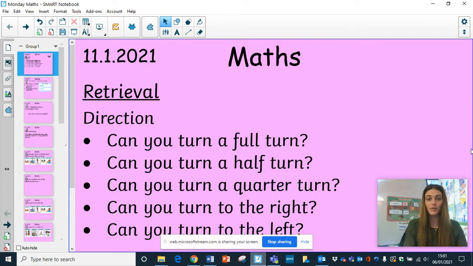What I would like you to do, retrieval just means some learning that we've already done, but just to recap. So for direction, I would like you to follow the bullet points to do a full turn, a half turn, a quarter turn, and do these to the right and to the left. So you can pause here to do that.